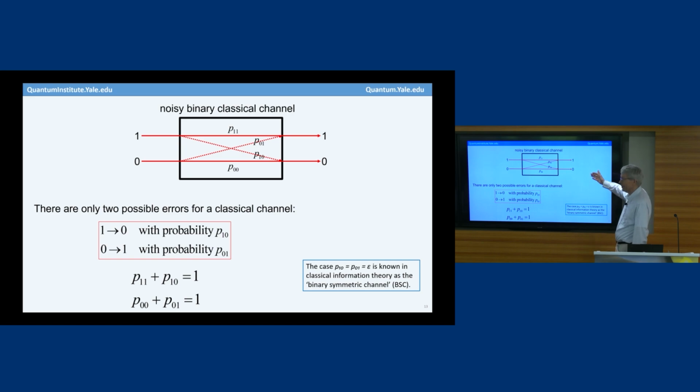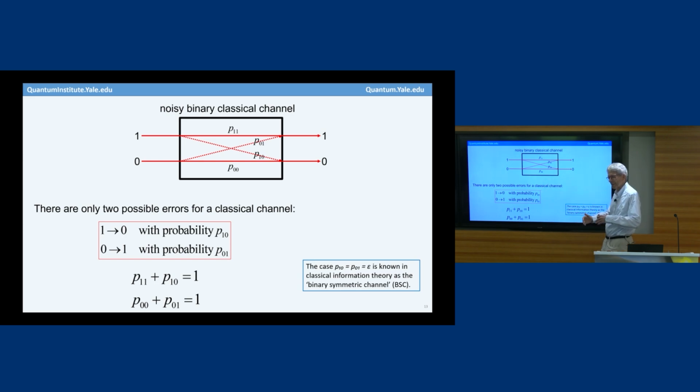Okay, so here's now the answer to your question. This is called a noisy binary classical channel. This was defined by Claude Shannon in the 1940s. So this represents two states. You could send a 1 or a 0. And if everything is fine, they'll come out the same as they were sent. A 0 comes out as a 0. A 1 comes out as a 1.